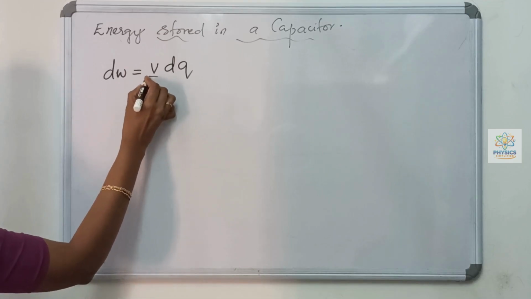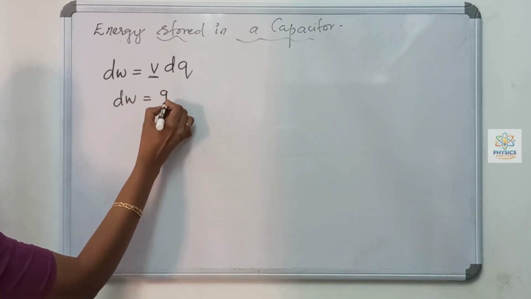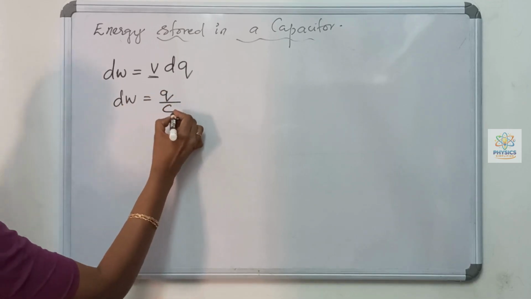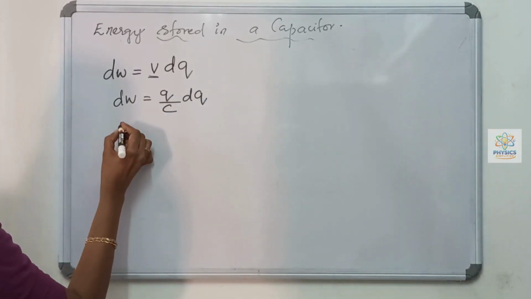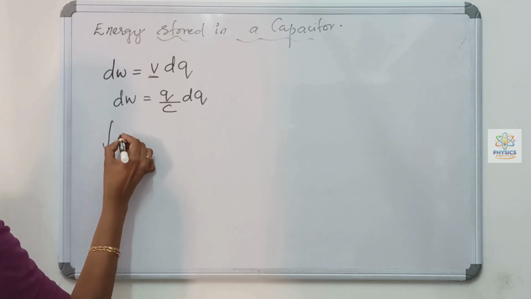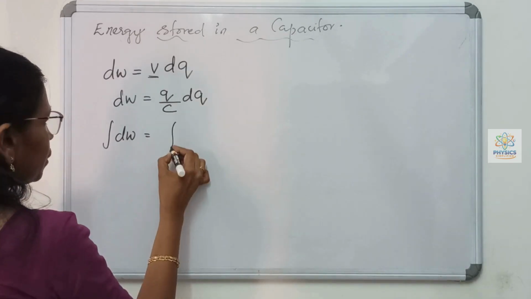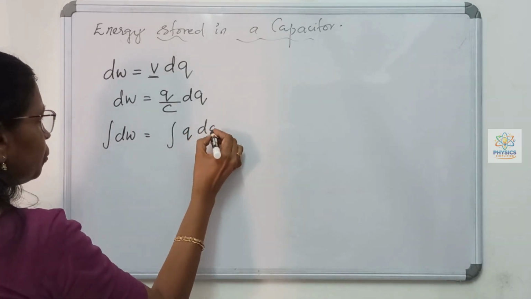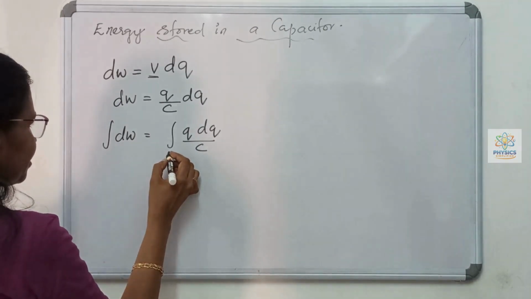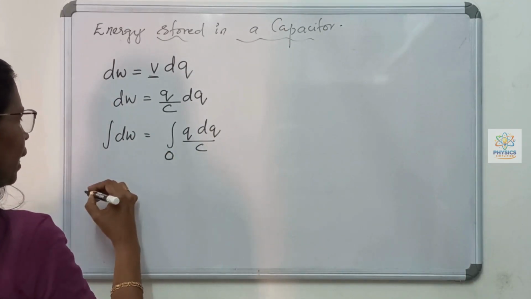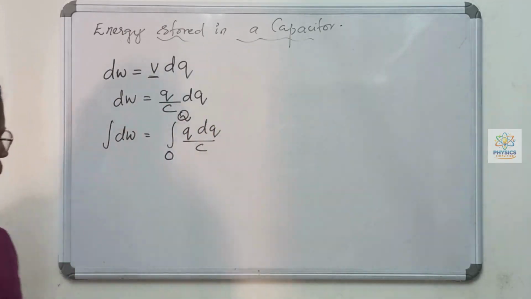Here we can substitute the value of v, that is, dw is equal to q by c into dq. To calculate the total work done, we can integrate. So w is equal to the integral of q dq by c. The initial charge of the capacitor is 0 and the maximum charge of the capacitor is taken as q.